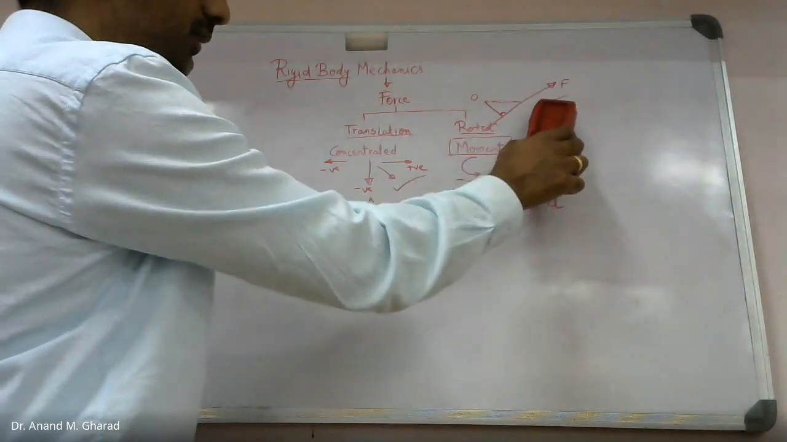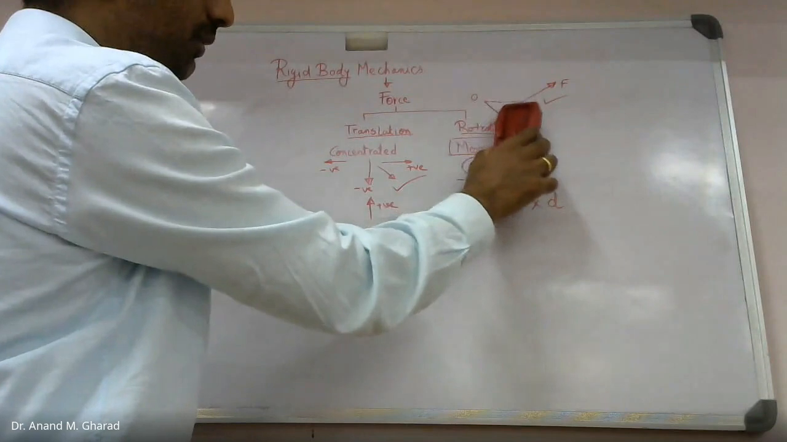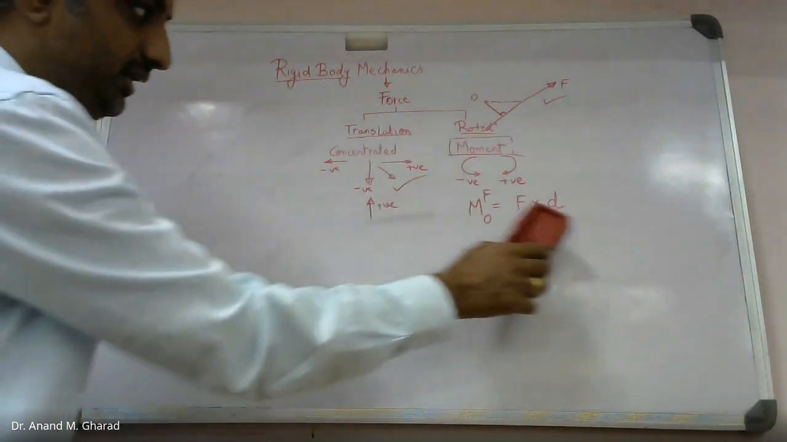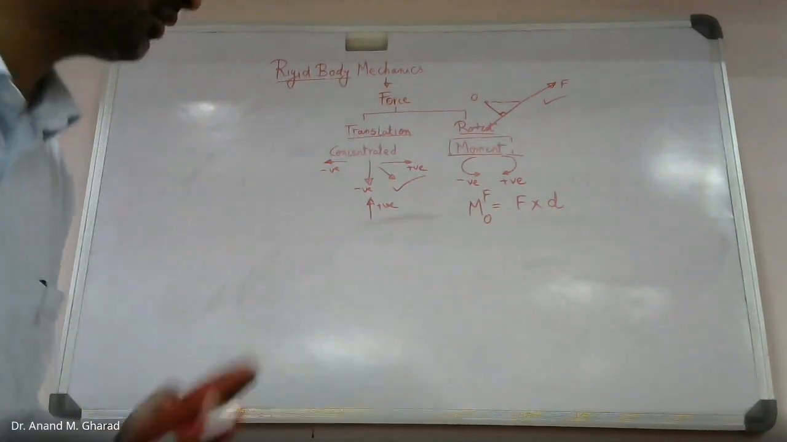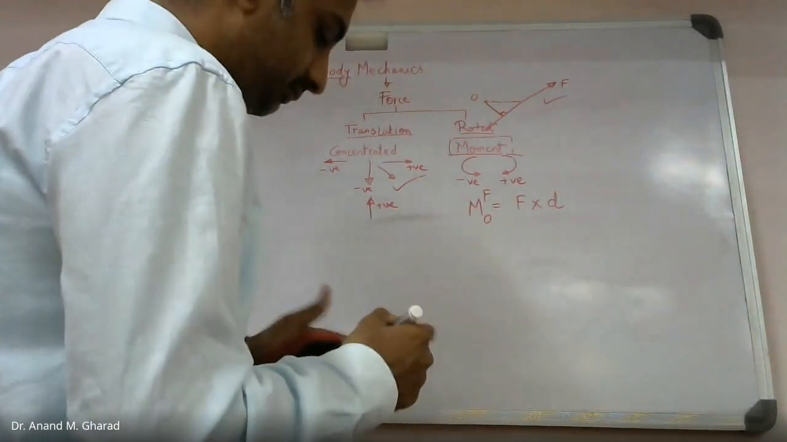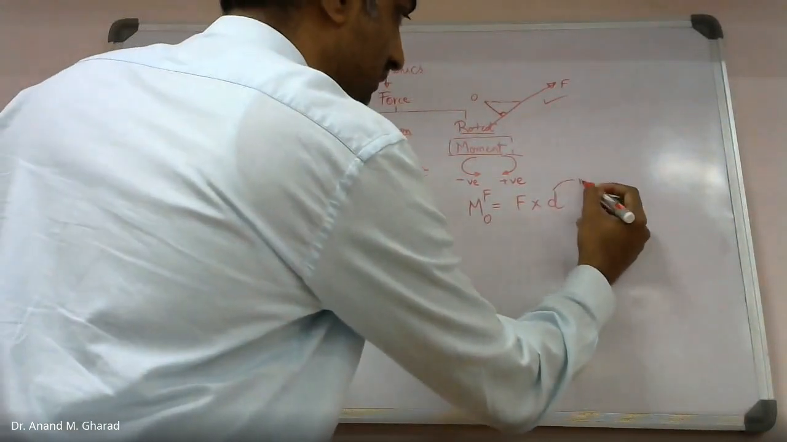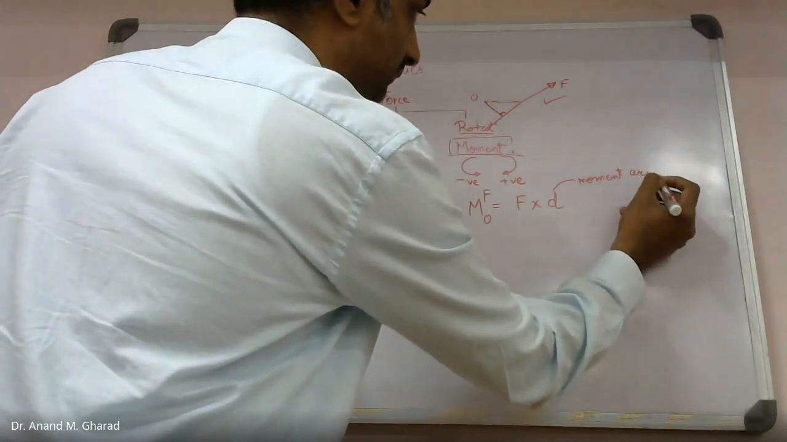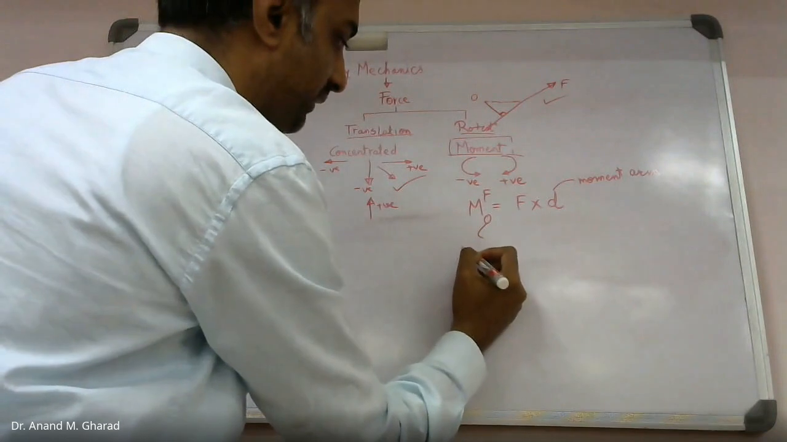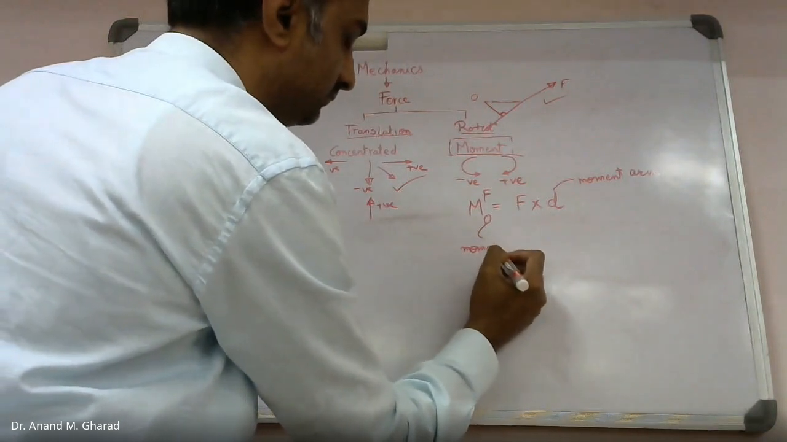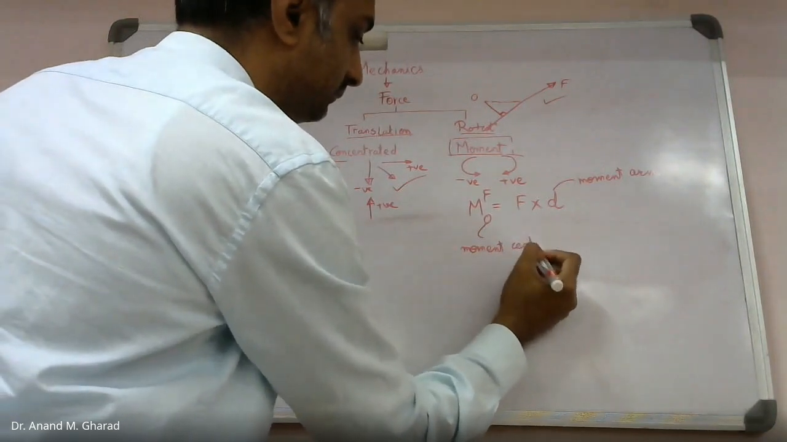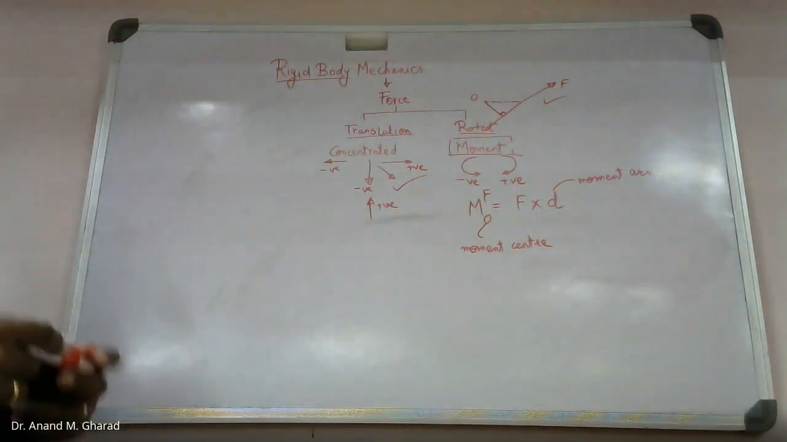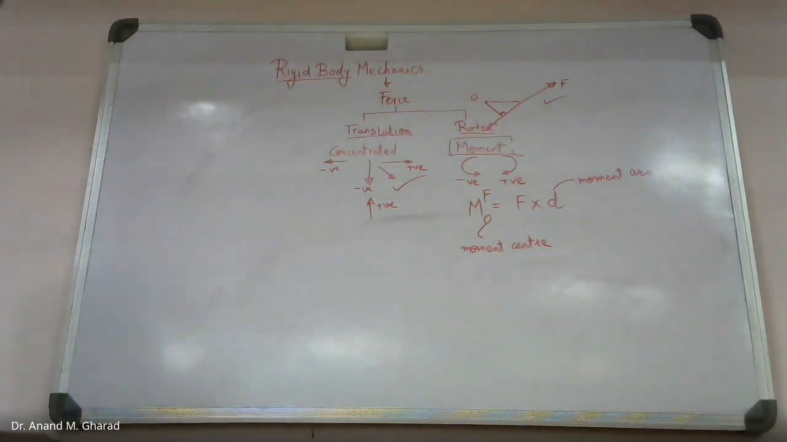So one of the methods is to drop a perpendicular from the moment center, and this D is known as lever arm, or rather moment arm. This is known as moment arm, and this is known as moment center. Okay. So these are a few terminologies which you need to remember.